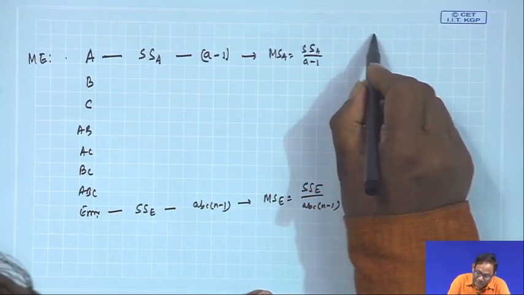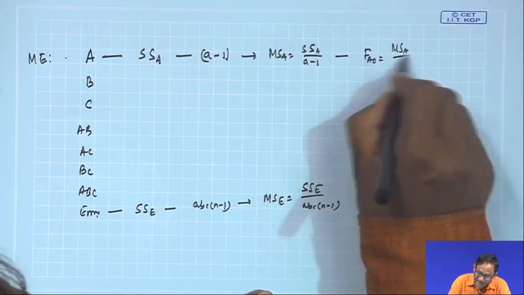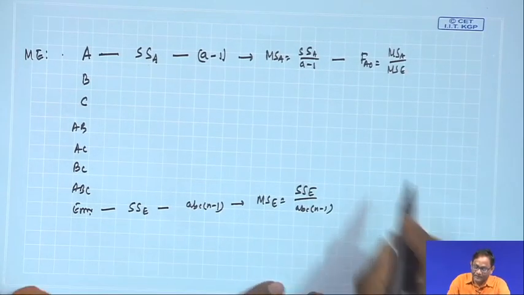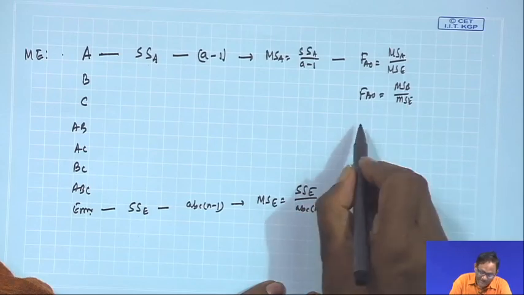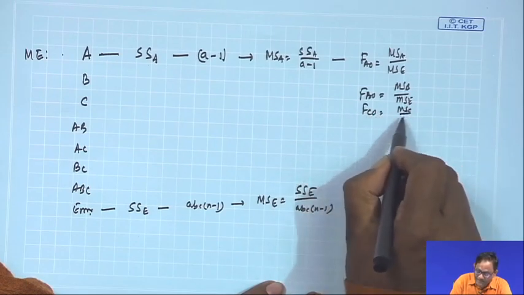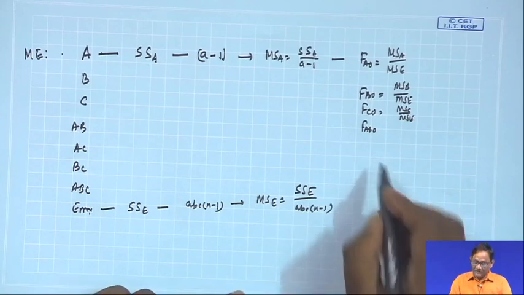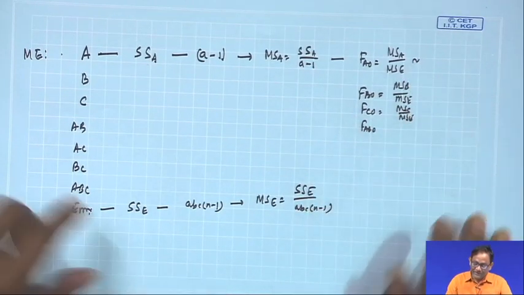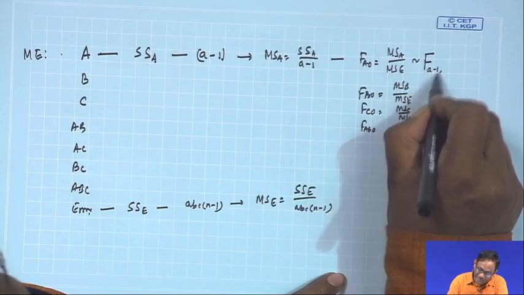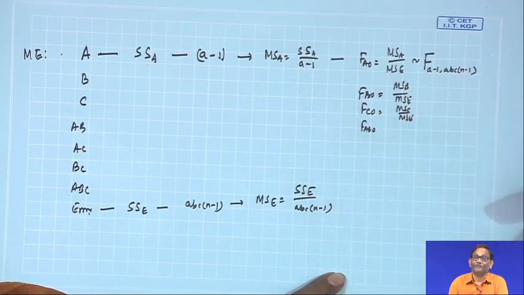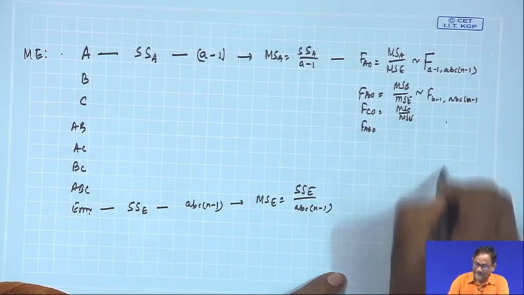Now you compute F from there. You compute FA0, which is MSA divided by MSE. Similarly, FB0 is MSB by MSE, FC0 will be MSC by MSE, FAB0 and so on, where 0 stands for the null hypothesis. In the same manner, FA0 will be distributed as F with degrees of freedom a minus 1 and abc into n minus 1.